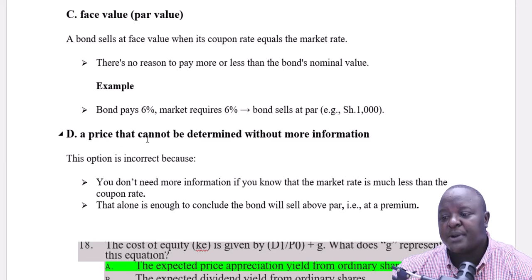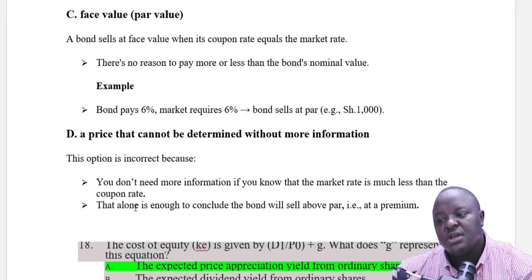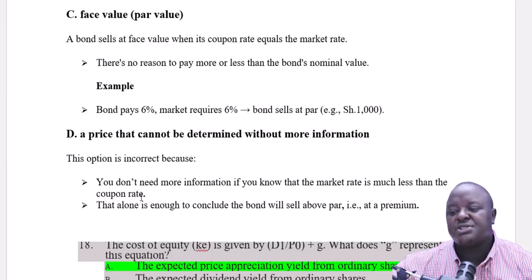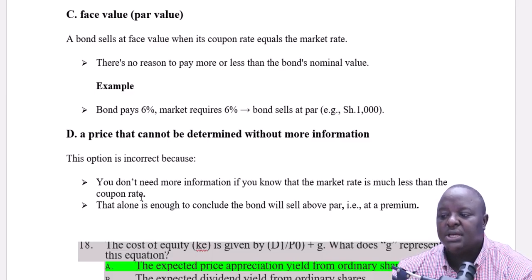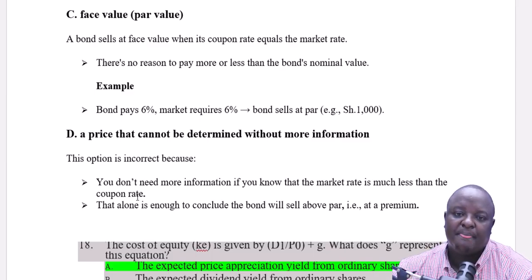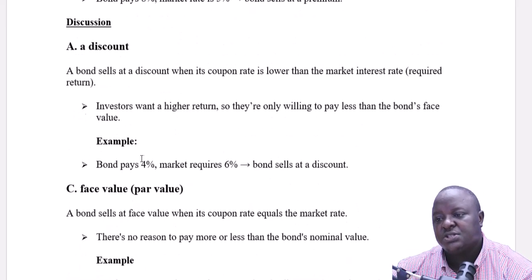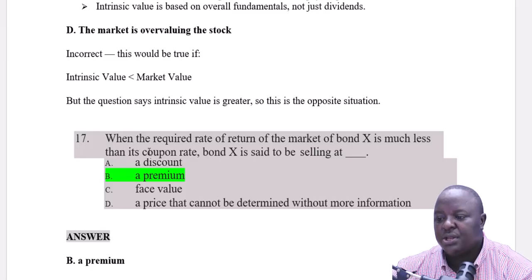When you talk about the price that cannot be determined without more information, this option is incorrect because you don't need more information if you know that the market rate is much less than the coupon rate. That alone is enough to conclude that the bond will sell above par. That is the premium. So the best option is that when the required rate of return of the market of bond X is much less than the coupon rate, the bond is said to be selling at a premium.